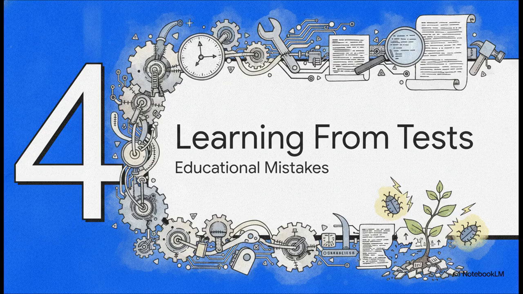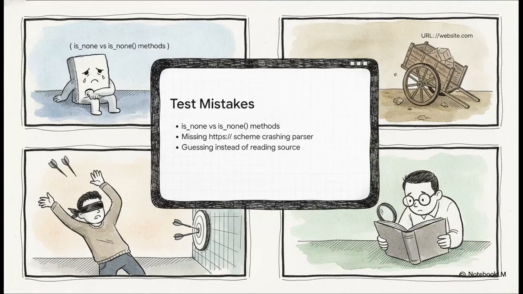Section 4. Learning from tests. Writing the test for this fix ended up involving 3 highly educational mistakes. First, in Rust, is_none is a method, which means it needs parentheses to actually be called. Without them, you just get hit with a compiler error.